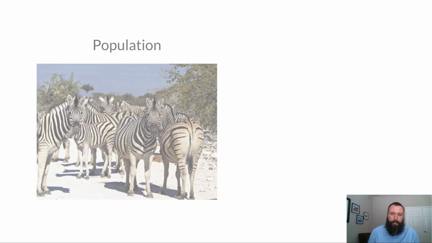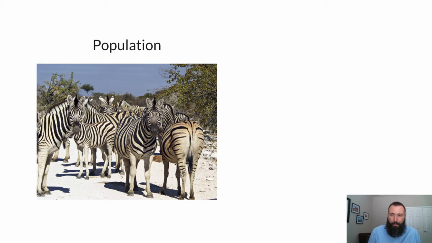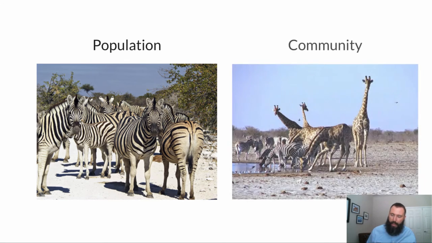You see a picture here on the screen. This is a population of zebras. A population is a group of organisms that belong to the same species. And when we have more than one group of organisms that belong to the same species, we have a community.